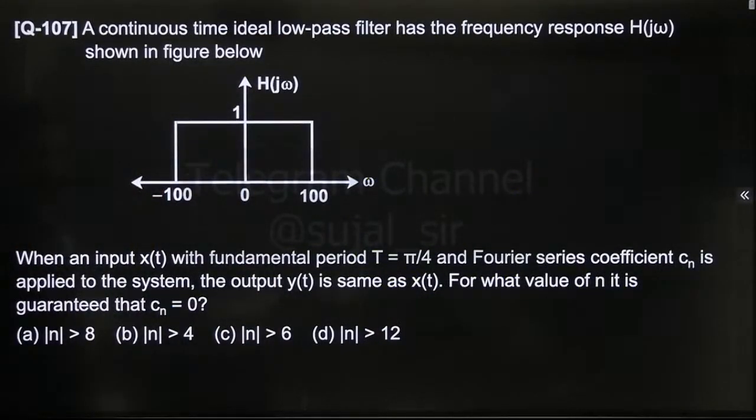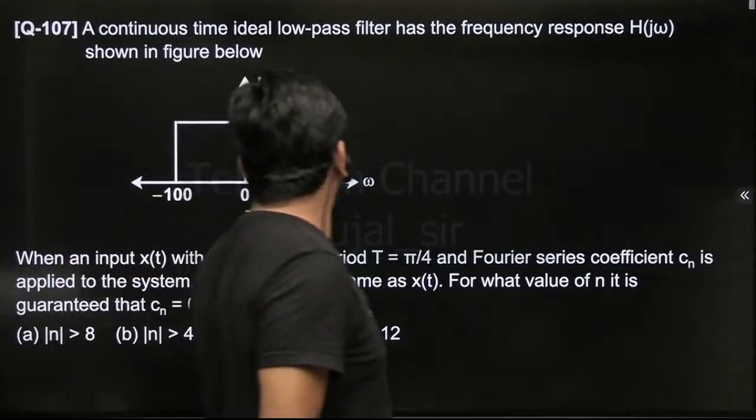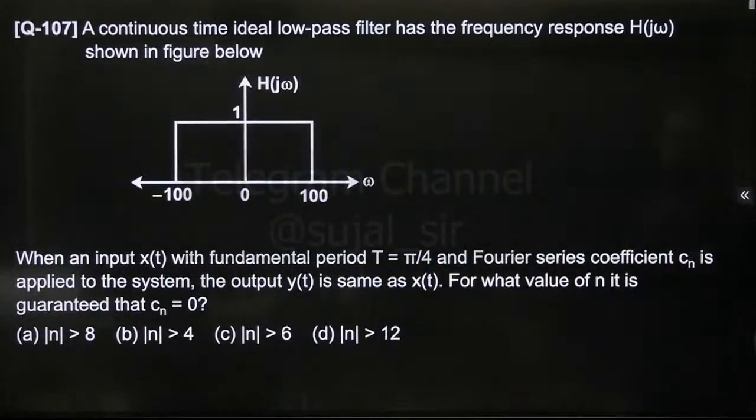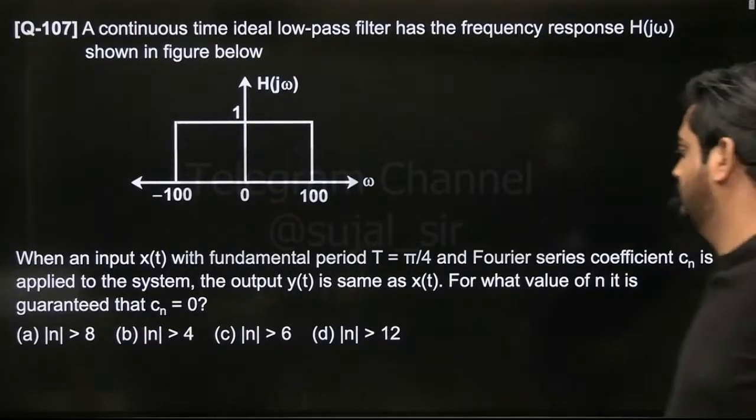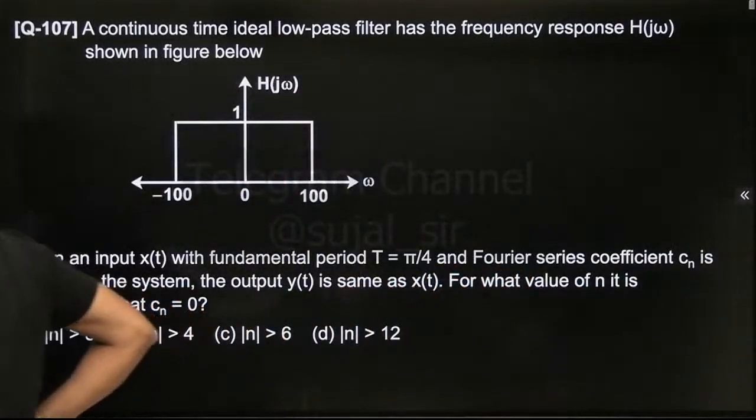Question number 107. Okay, this is also a very interesting question, guys. A continuous time ideal low pass filter has the frequency response H of j omega shown in the figure below. When an input x of t with fundamental time period T equal to pi by 4 and Fourier series coefficient Cn is applied to the system, the output y of t is the same as x of t. For what value of n is it guaranteed that Cn is equal to 0? Okay, Cn is equal to 0, guys.